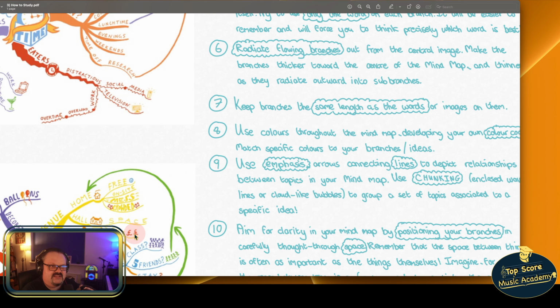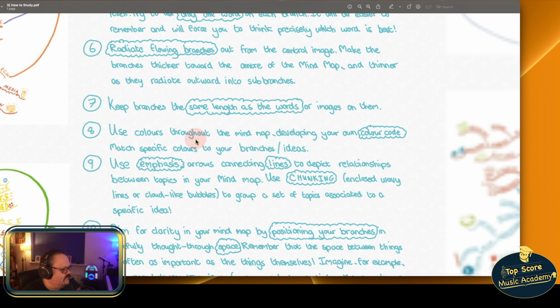So don't have a branch that just goes out of your mind map for half the page and there's only a tiny idea connected to it. Okay. Use colors throughout the mind map, developing your own color code. As I say, blue maybe for harmonic features, green for melodic, red for structural, whatever you want really that works for you. So match specific colors to your branches or to your ideas.